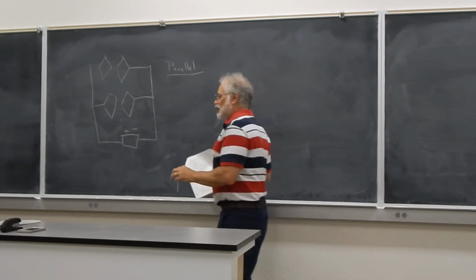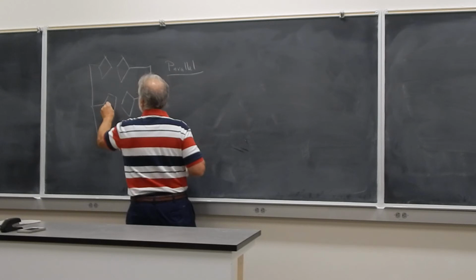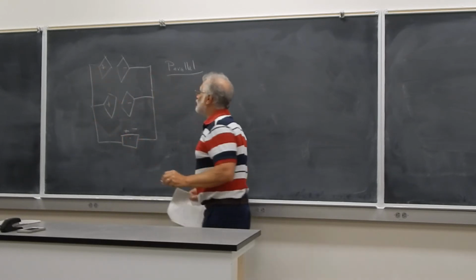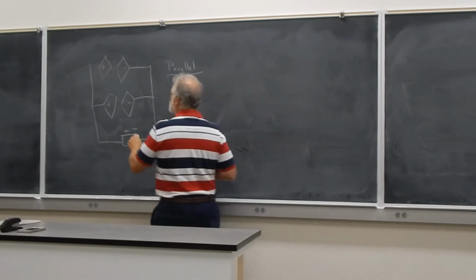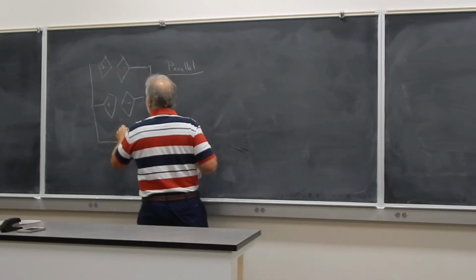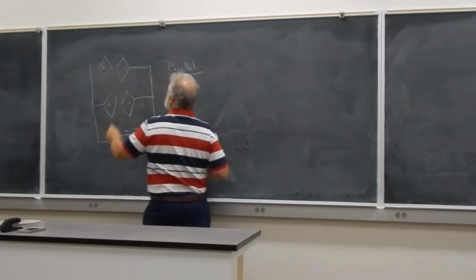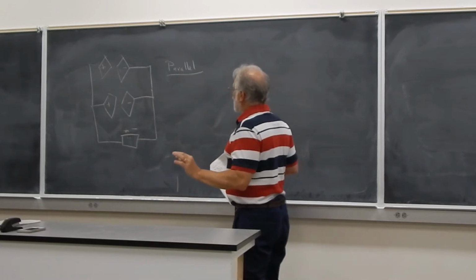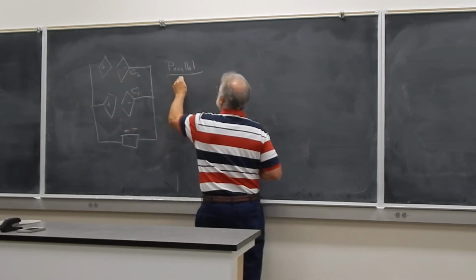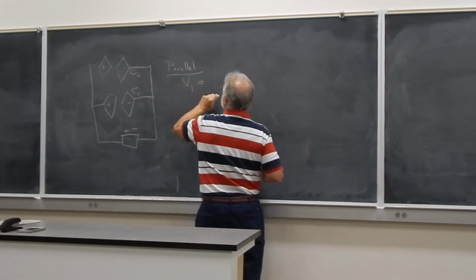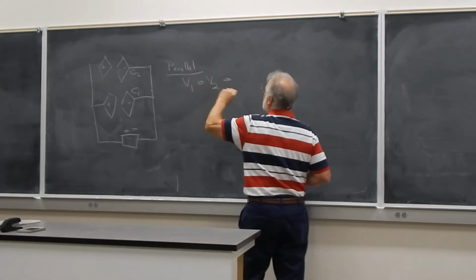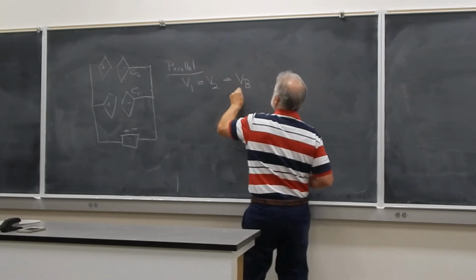When they're connected this way, if I engage the battery, the left plates will all become positive, the right plates will all become negative, until such time as the voltage between the plates is exactly what's coming out of the battery. So in a parallel situation, let's call this capacitor C1 and C2, the voltage across C1 would be equal to the voltage across capacitor 2, and it would just be equal to the voltage coming out of the battery.